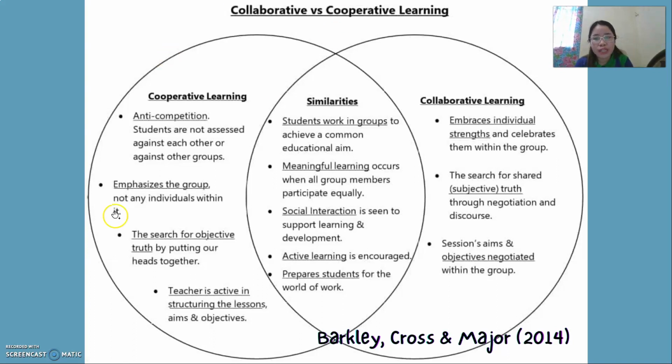So since our focus is on cooperative learning, just try to read the differences between cooperative and collaborative learning, as well as their similarities using this Venn diagram. So you focus on this circle for the cooperative learning.